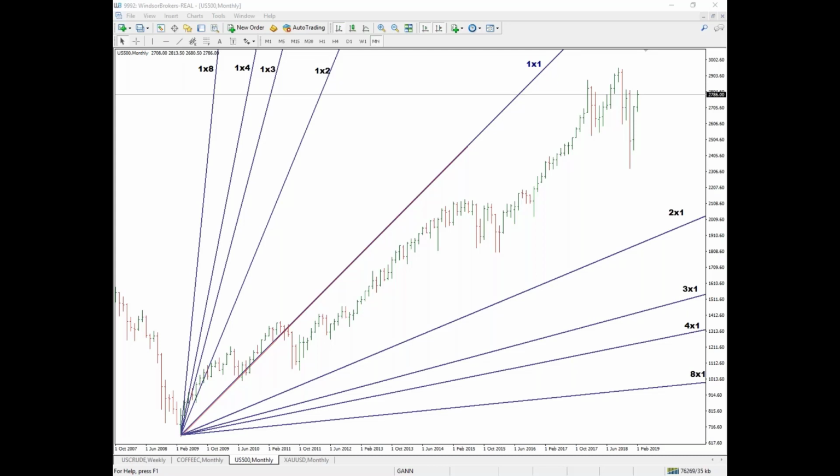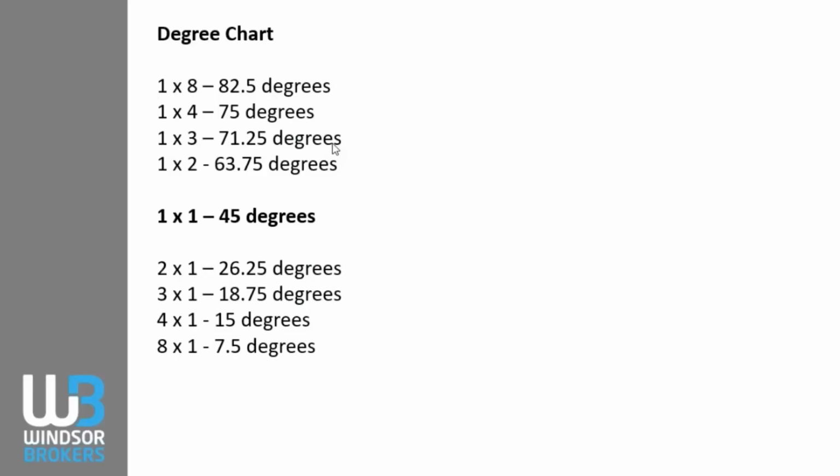I do apologize. And all lines below mark a slower rise in the price, meaning that you need 2 units of time for 1 unit of price increase. Then further down is 3 to 1, 4 to 1, and 8 to 1. Back to degrees, I want to show you basically the numbers, the sizes of these angles, so we can return back to the chart.